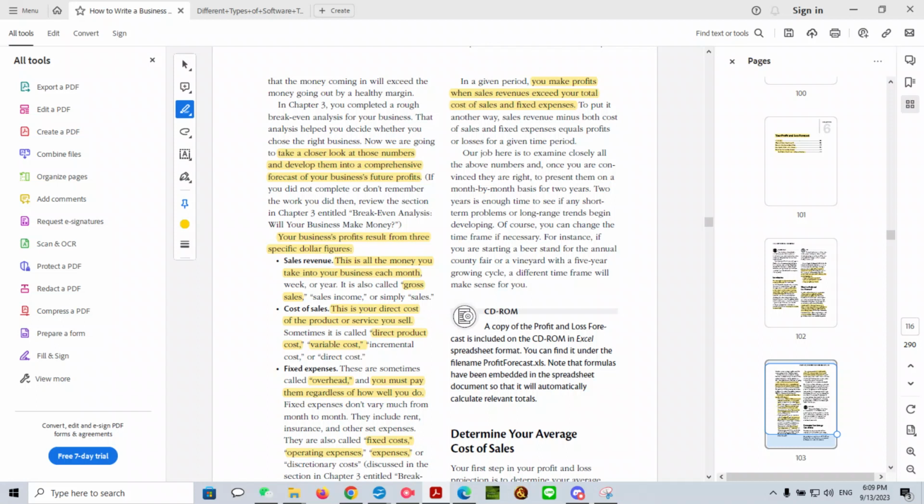Our purpose here is to examine closely all the above numbers, and once you're convinced they're right, to represent them on a month-by-month basis for 2 years. Remember we talked about 2 to 3 years; this is for the purpose of backers. One could be for loans and two could be for venture capitalists or equity investors. There are different types of equity you can offer, but that's what it is. You can change the time frame if necessary. 2 years is enough time so you can see if there are any short-term problems or long-range trends beginning.